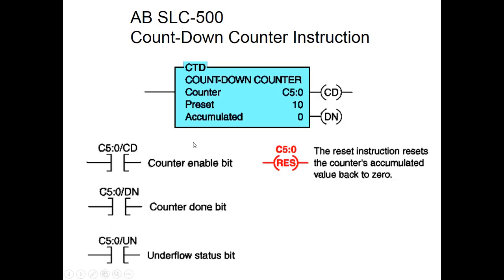The down counter, here's the enable bit. If for some reason the rung here is true, then this is going to be true. Counter done bit, once again, when the counter is satisfied, the preset and accumulation are the same. It will become done and this will close. Underflow means that the counter has gone negative, not negative zero, negative 32,767. And then this also needs its own reset. In this case, this is a preset of 10, and it would go 9, 8, 7, 6. This one counts down.